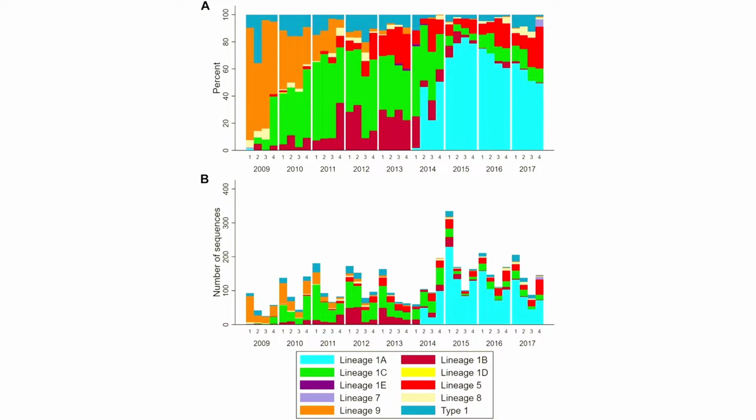What you're seeing here is you have different lineages, but in 2009, one of the predominant lineages was 9, right? But you still had, as you move along, green coming in, 1C, but you still have the reds, 1B, but you also have lineage 5 around, right? As you move to around 2014, which lineage is that? Type 1, right? Takes over.